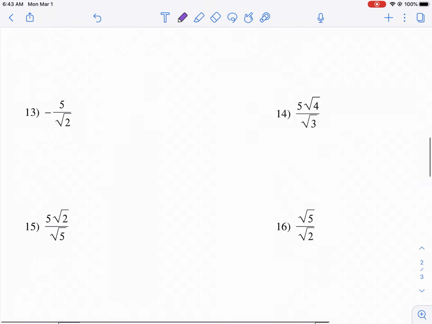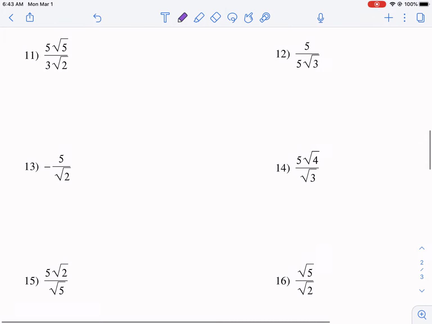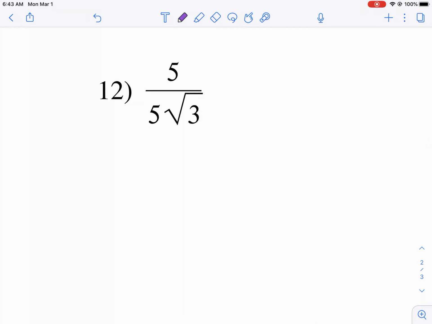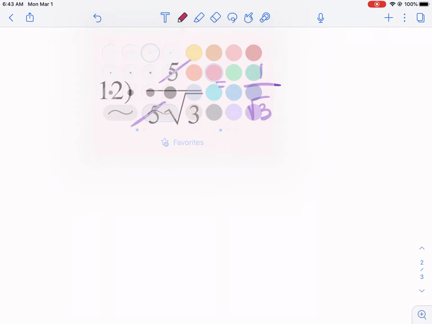Let's see if there's any harder ones over here. Okay, for example, this one's a good one. Here we have 5 over 5, so we're going to just cancel the 5s first. Anytime you can see that, just get rid of it. And then we have radical 3. Can't have the radical 3 in the denominator, so what do we have to do?